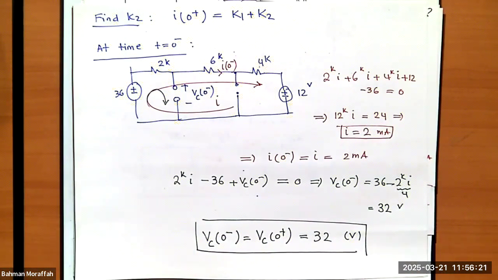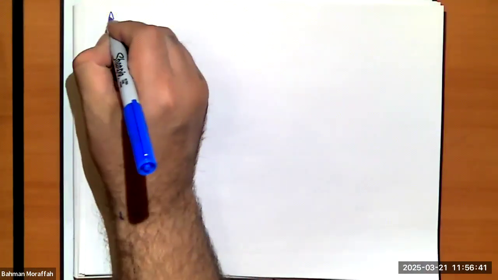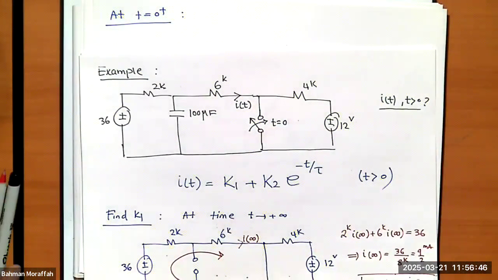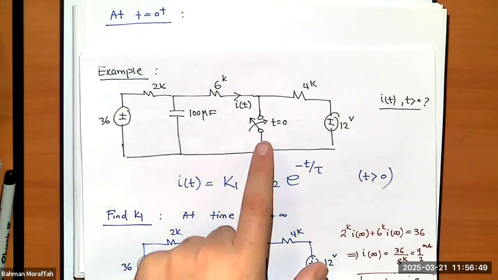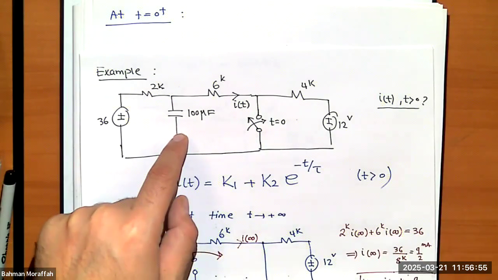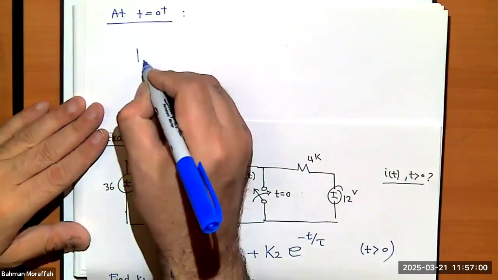Again, I do know voltage across the capacitor is a continuous variable. So if I go from 0 negative to 0 plus, the value of voltage across capacitor would not jump. So I can replace my capacitor with a voltage source with value 32 at time 0 plus. So I'm going to go back to the circuit. I'm going to look at it at time 0 plus. First of all, what does my circuit look like? The switch is closed. This capacitor was replaced by a voltage source with value 32. So if I redraw it, it would look like this.